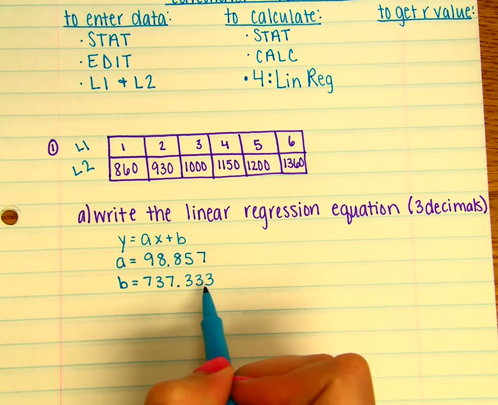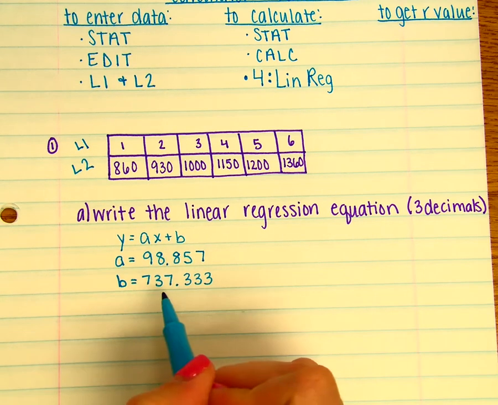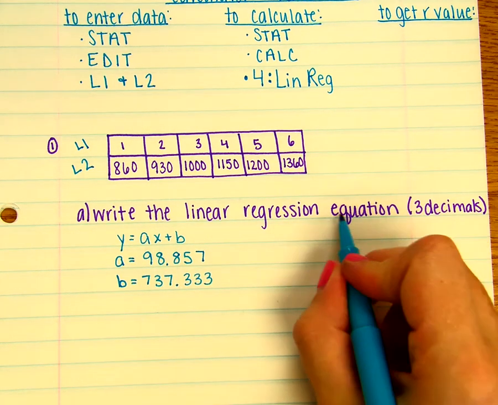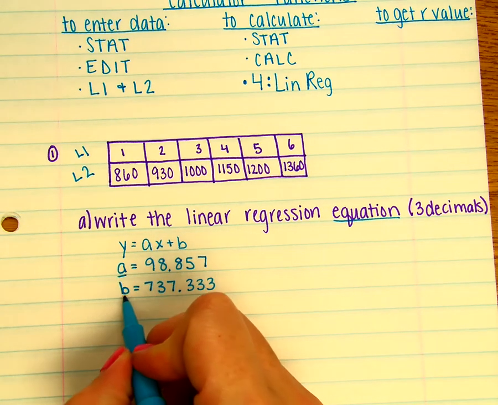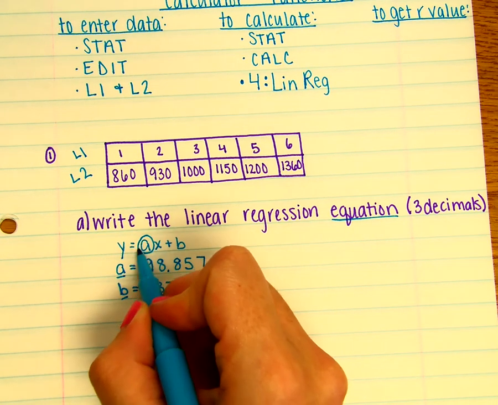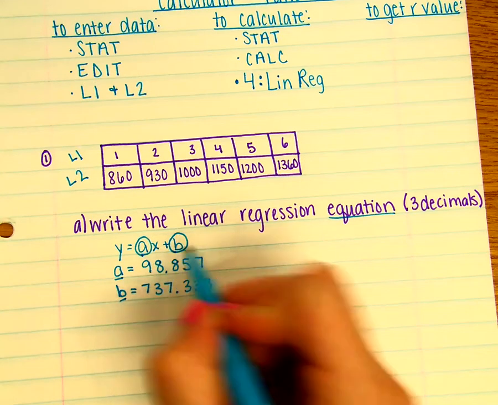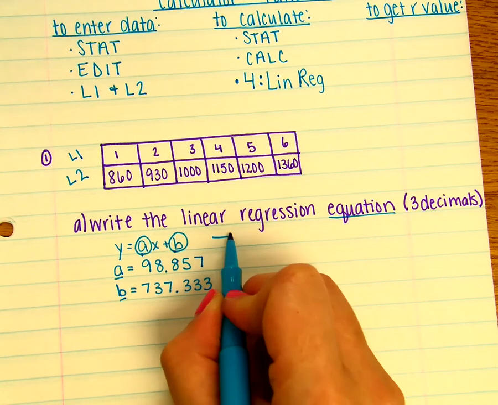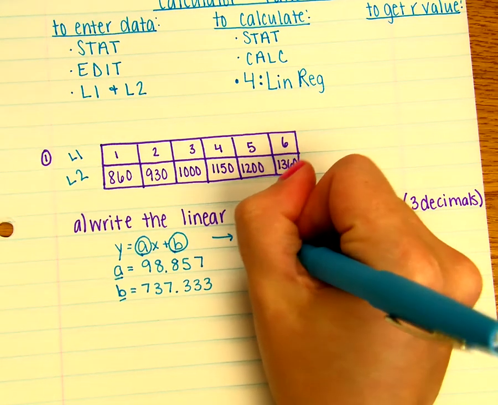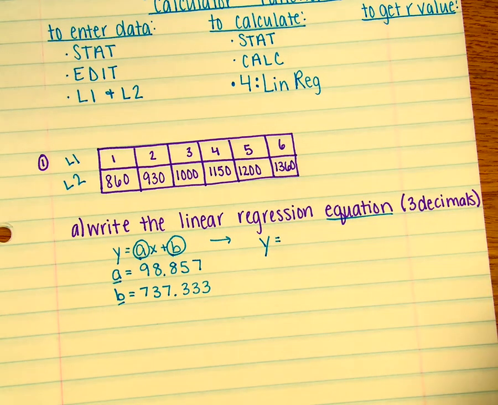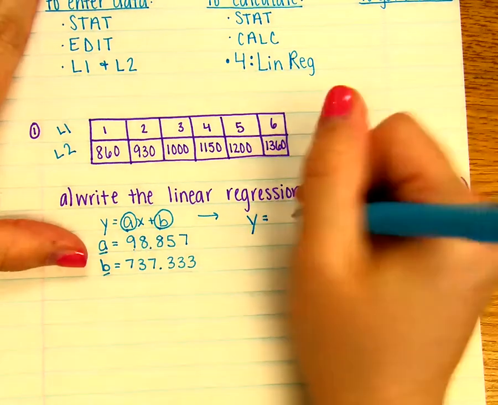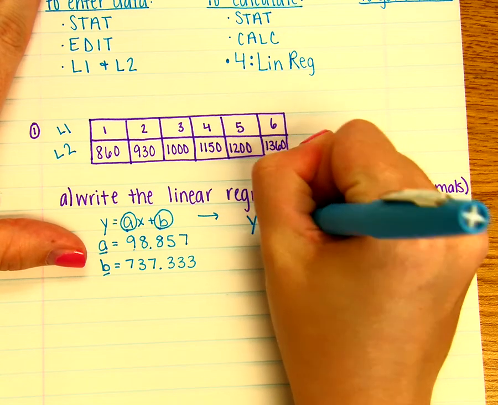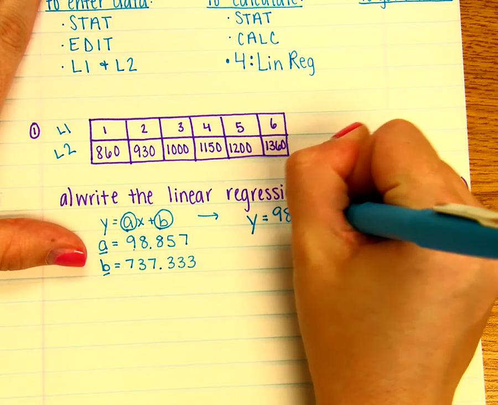Writing this is not enough as an answer. This is not what the question is asking for. The question is asking for the equation. So we need to take A and B, and we're going to plug them into this equation right here for A and for B. Okay, so this equation becomes y equals our A value. Our A value here is 98.857.